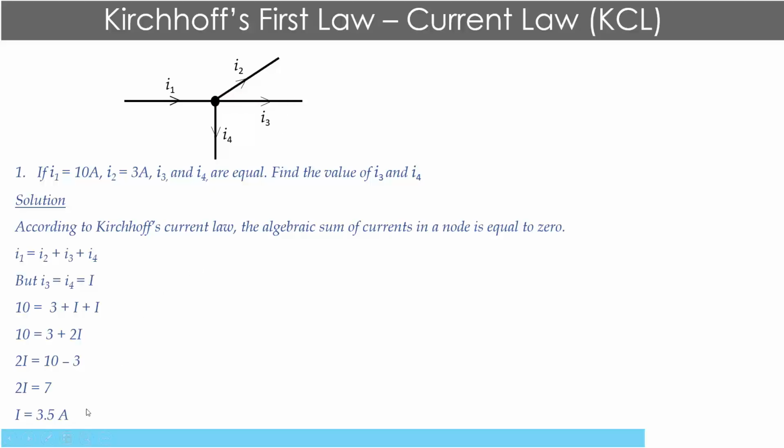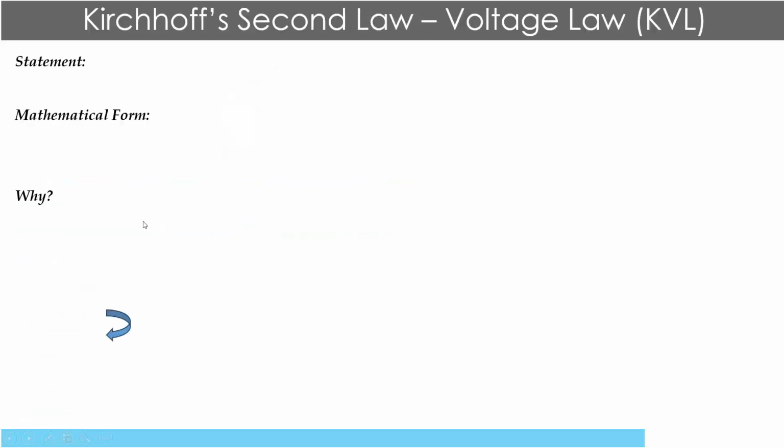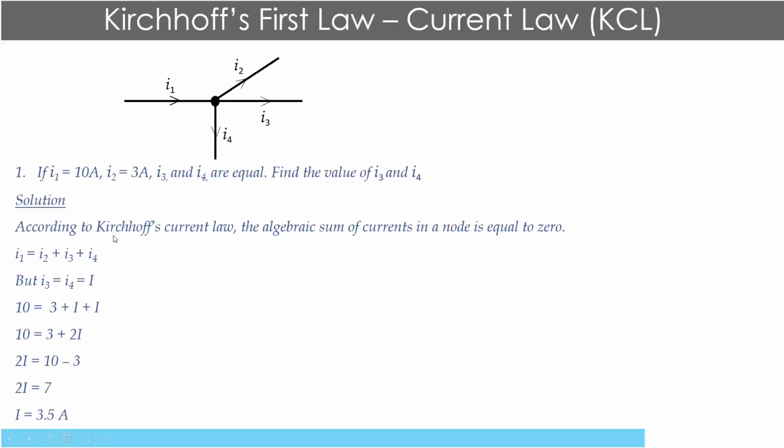And if we want to do a check, we can see that 3.5 times 2 is equal to 7, and that's the sum of I3 and I4 is equal to 7, but I2 is equal to 3, so 7 plus 3 is 10. You see, 10 amps entered into this node, and 10 amps left the node. So that is a check to see that Kirchhoff's current law was followed.